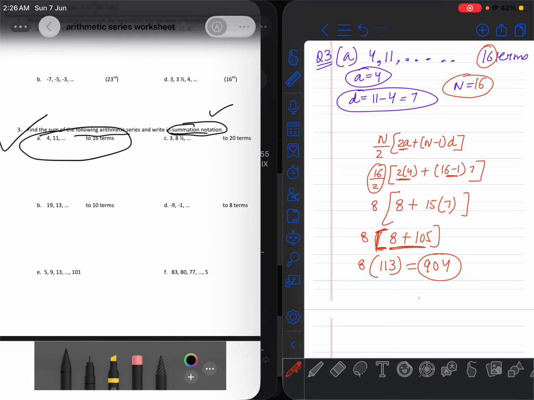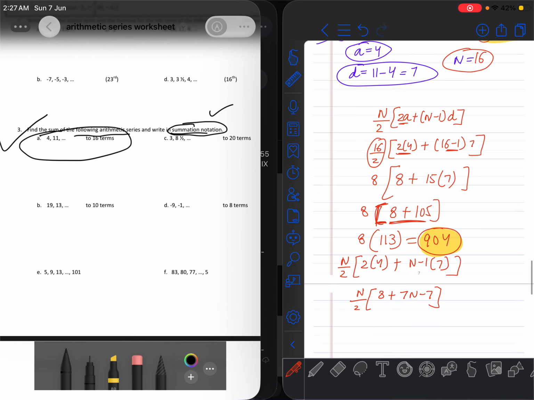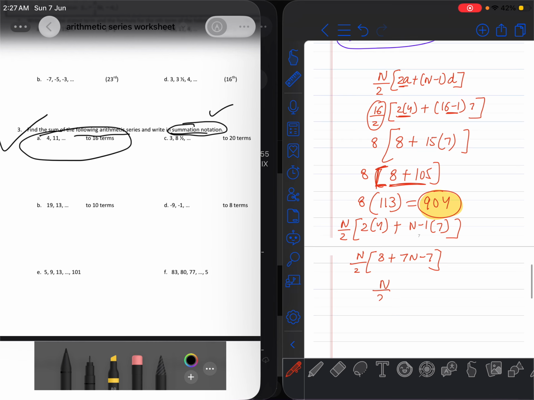For summation notation, just put in the values, but don't put n; put everything else. Here we have the answer for the sum of 16 terms. In summation notation, you have 2 times a, which is 4, and n minus 1 times d, which is 7. So you write n by 2 into 8 plus 7n minus 7, so n by 2 into 7n plus 1. This is the summation notation.